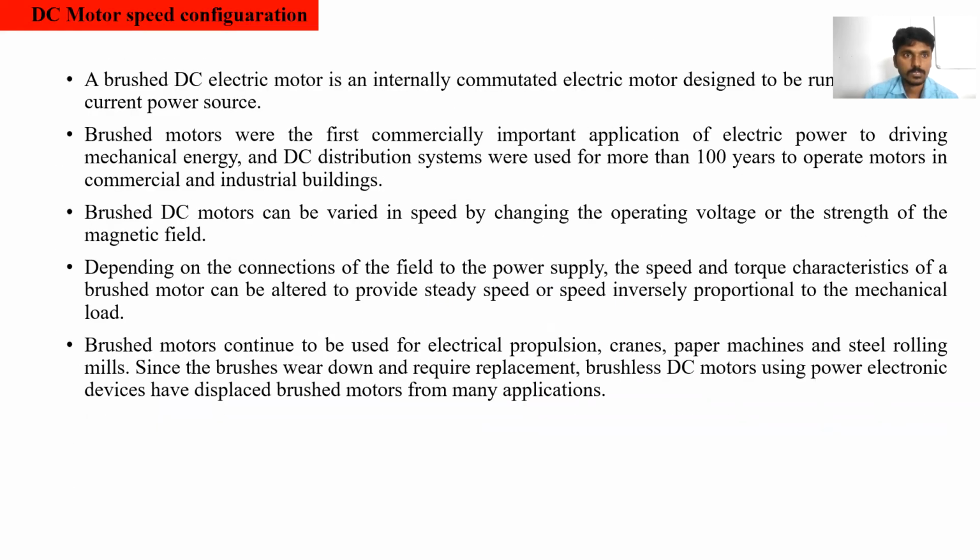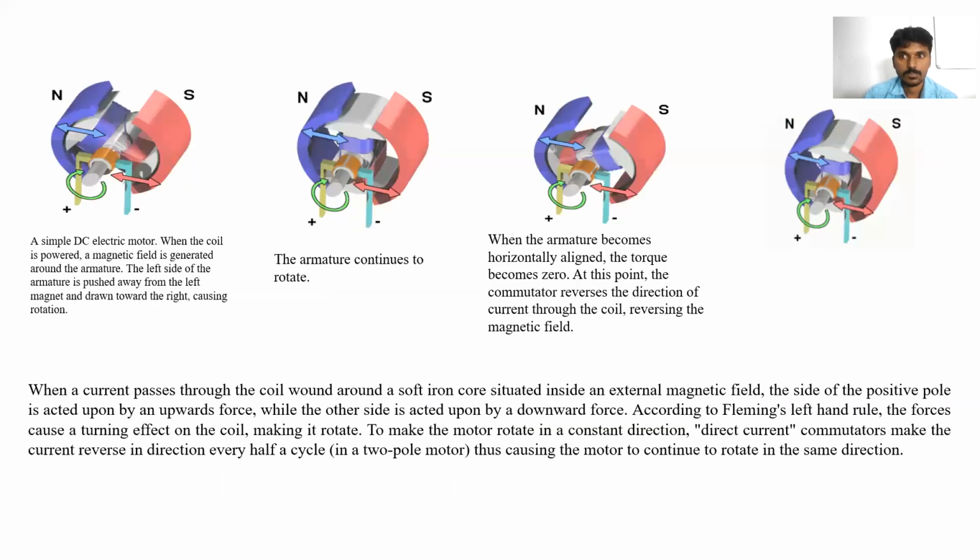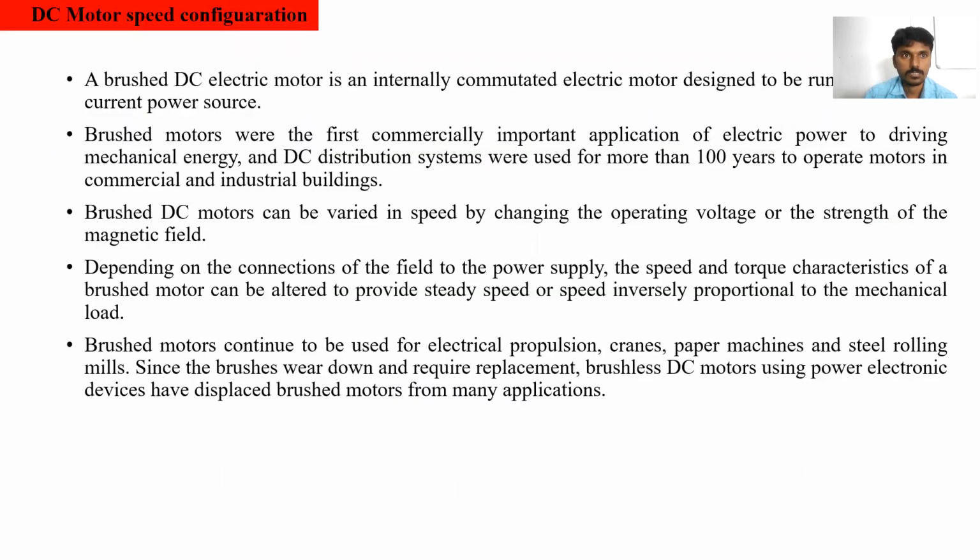So today we are going to see the DC motor speed control. So means how the speed of the DC motor is controlled using the power converters.